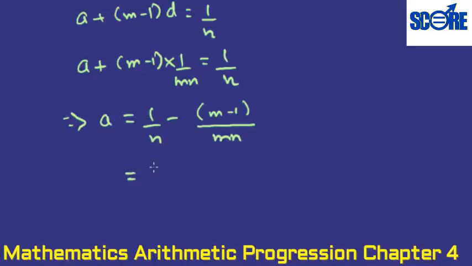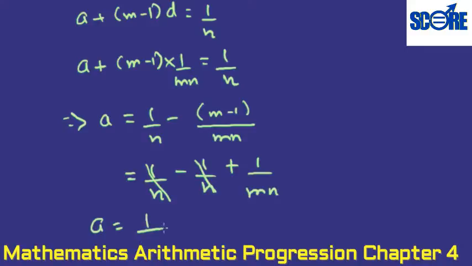So as we remove the bracket, what we'll get is a equal to 1 by n minus m by mn plus 1 by mn, that is 1 by n minus 1 by n plus 1 by mn. As 1 by n is common and both are of opposite sign, we'll cancel those parts. So we'll get the value of a, which is equal to 1 by mn, and which is also equal to the value of the common difference, that is 1 by mn.